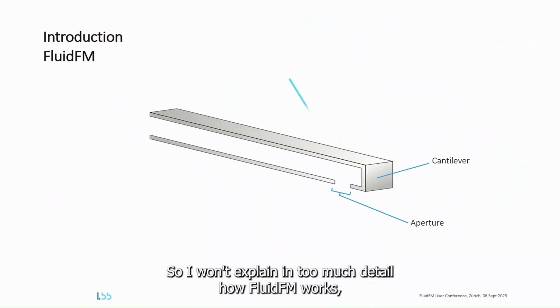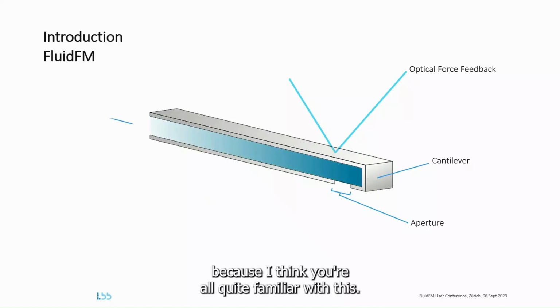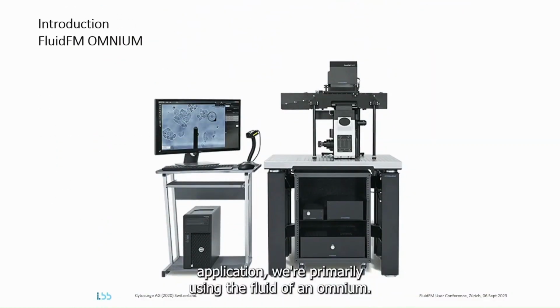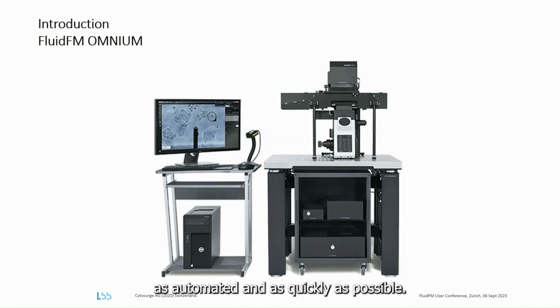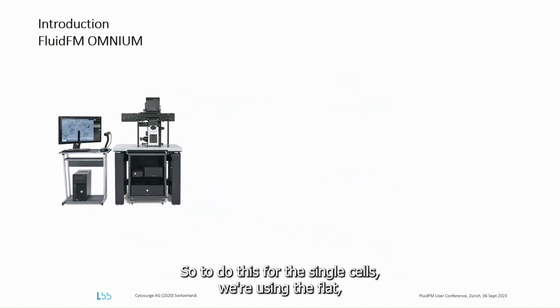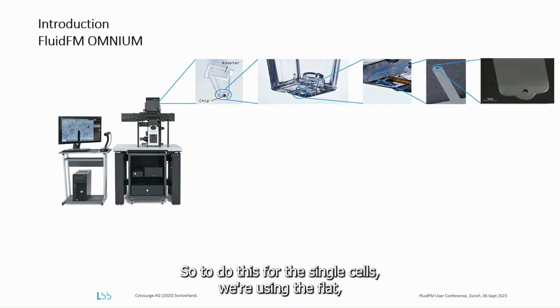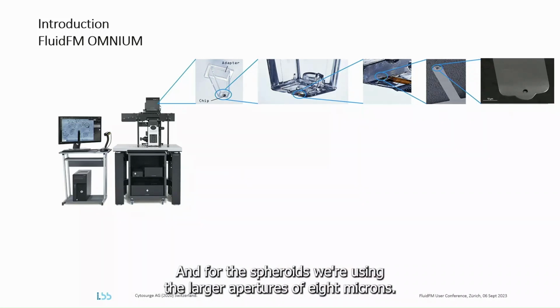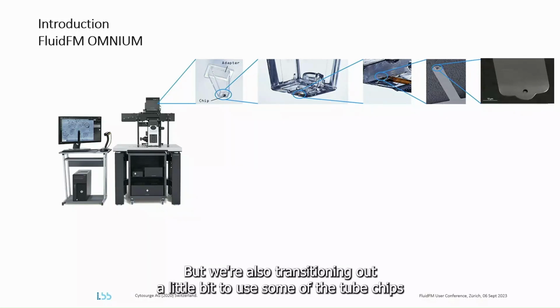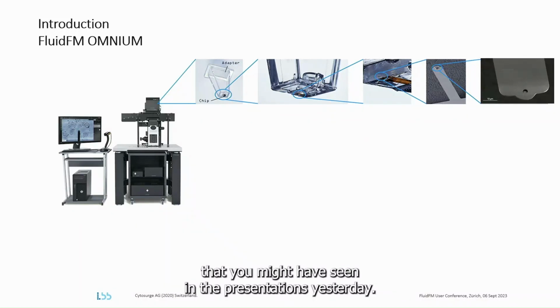So I won't explain in too much detail how FluidFM works because I think you're all quite familiar with it. But in the application, we're primarily using the FluidFM OMNIUM. We're trying to make the whole pick-and-place process as automated and as quick as possible. So to do this, for the single cells, we're using the flat probes with an aperture of 2 micron. And for the spheroids, we're using the larger apertures of 8 microns, but we're also transitioning now a little bit to use some of the tube tips that you might have seen in the presentations yesterday.